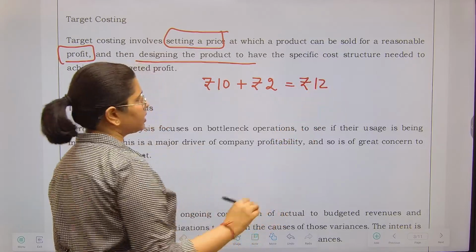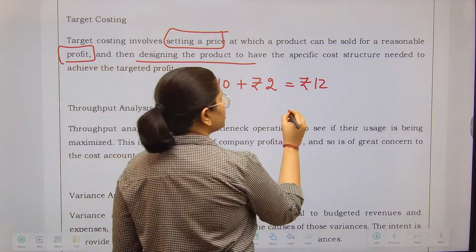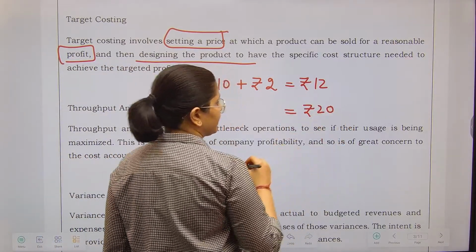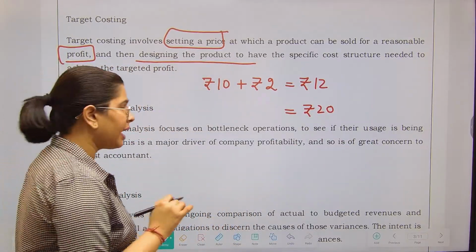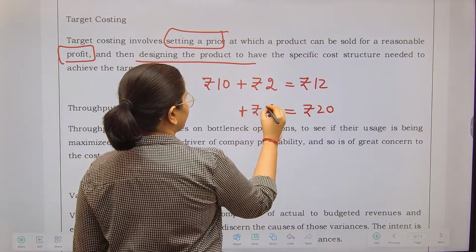But in target costing what happens is, I have decided that, ठीक है, because of the market conditions I have to keep my prices just at 20. मुझे 20 रखना है my market prices, right? And after that I have also decided that I want to earn 5 rupees as a profit.